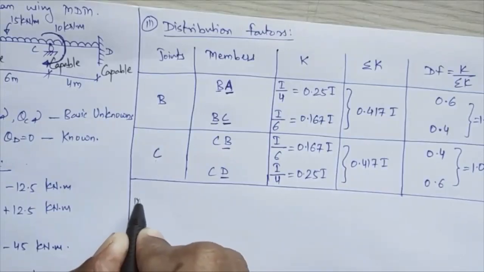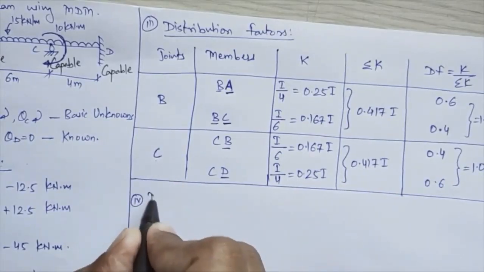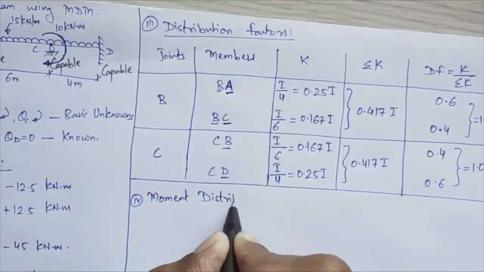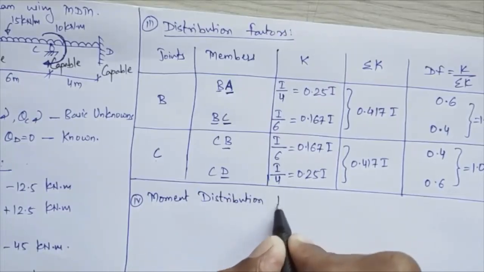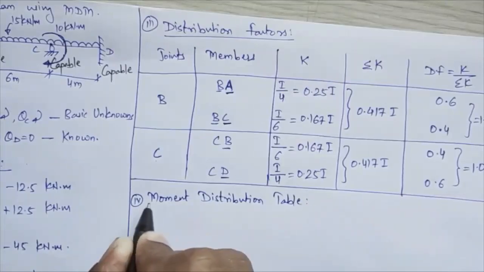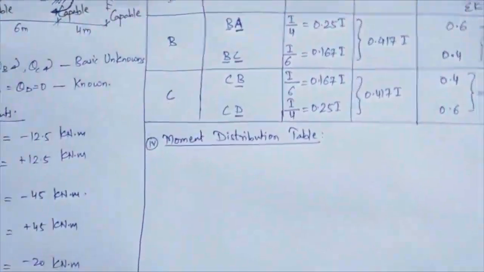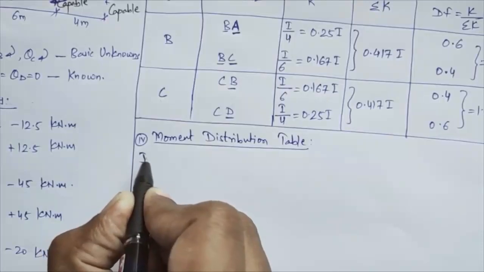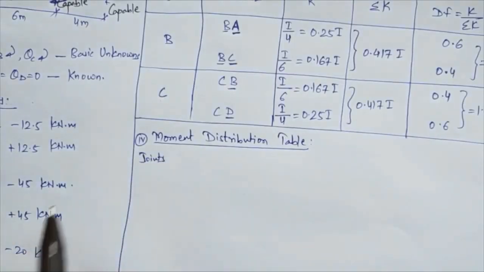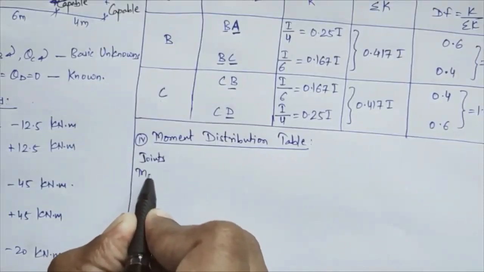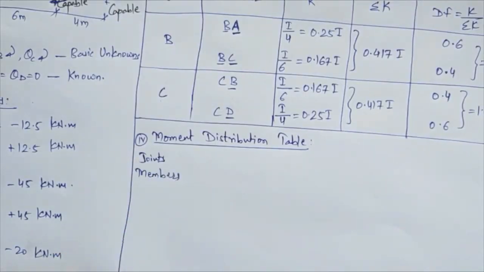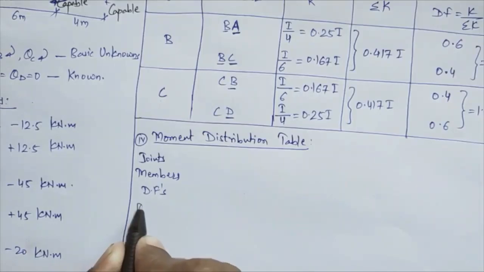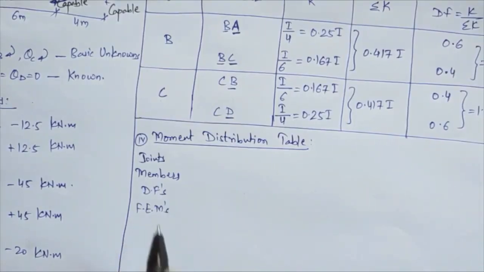Then after that we'll proceed to the next step, that is the moment distribution table. In this, as I have told you, the first four rows always remain common. The first row is the joints that you have considered. The second is the members meeting at these joints. The third row is the distribution factors you have calculated, and the fourth row is the fixed moments.